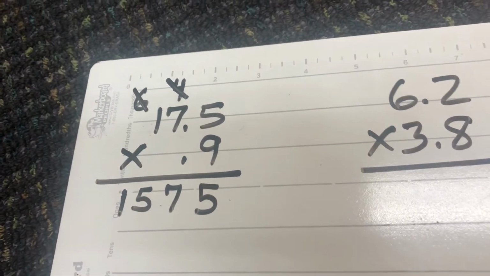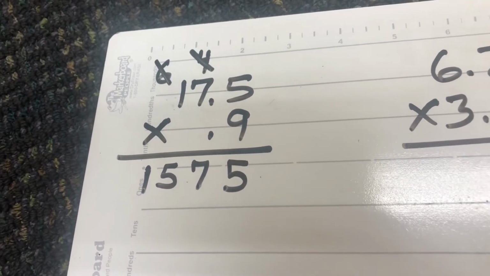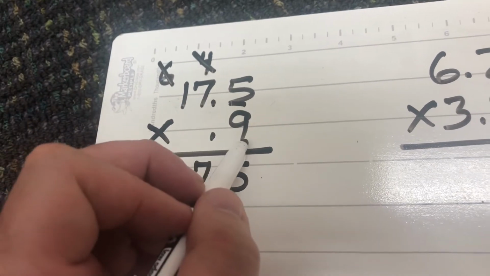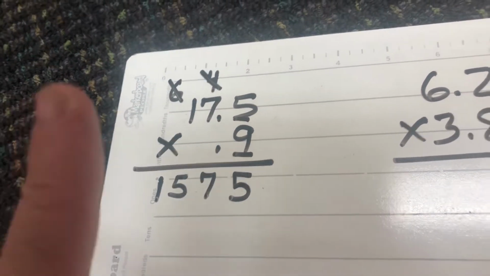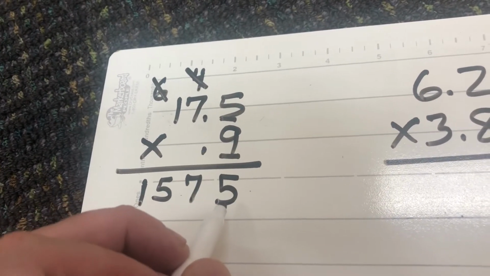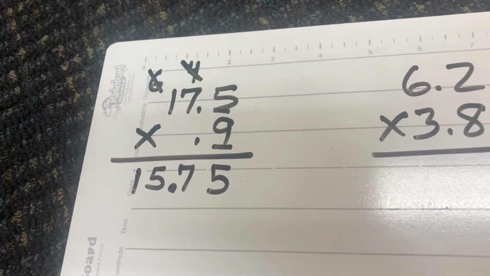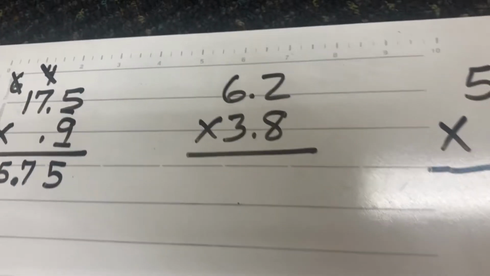And then I have to remember the rule. However many digits come after the decimal in the problem, that's how many digits come after the decimal in my answer, my product. Well, the 5 and the 9 both come after a decimal in the problem, so that's two numbers. So I need 2 numbers to come after a decimal in my product. My final answer, 15 and 75/100.